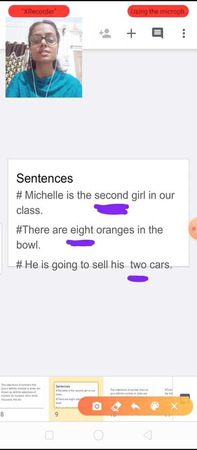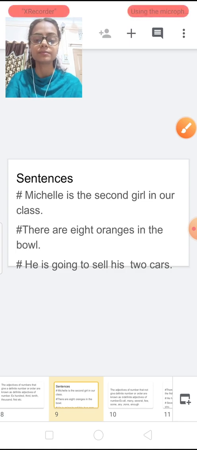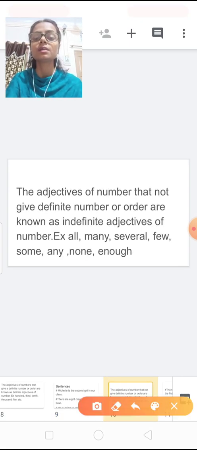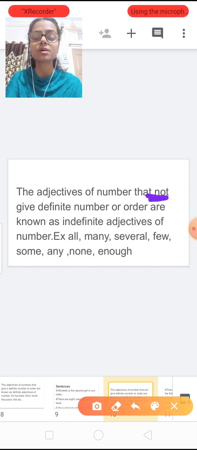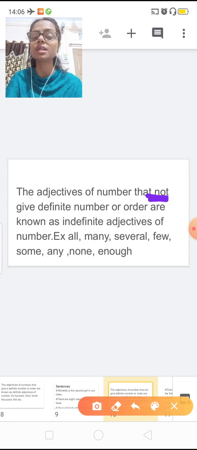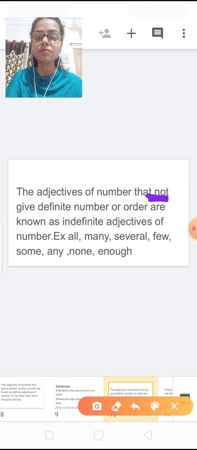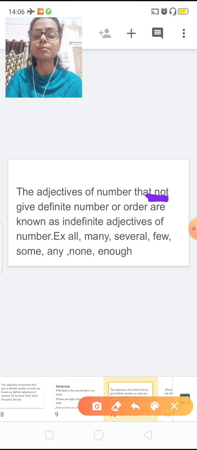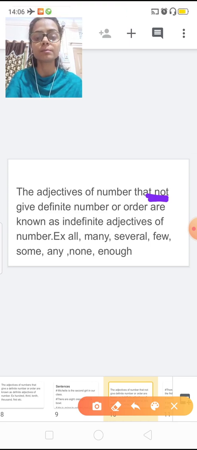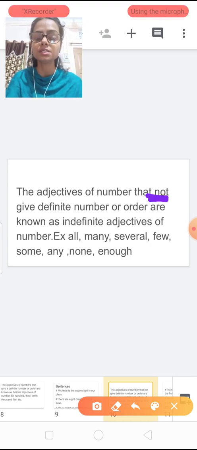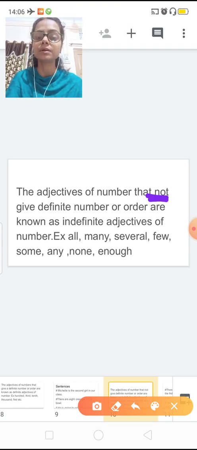Now let's see indefinite adjectives of number. Here, the adjectives of number that do not give a definite number or order. So the main word is not, which are not telling you a proper number or order. The adjectives of number that do not give a definite number or order are known as indefinite adjectives of number. They are telling you the quantity, but not in the exact order or number.